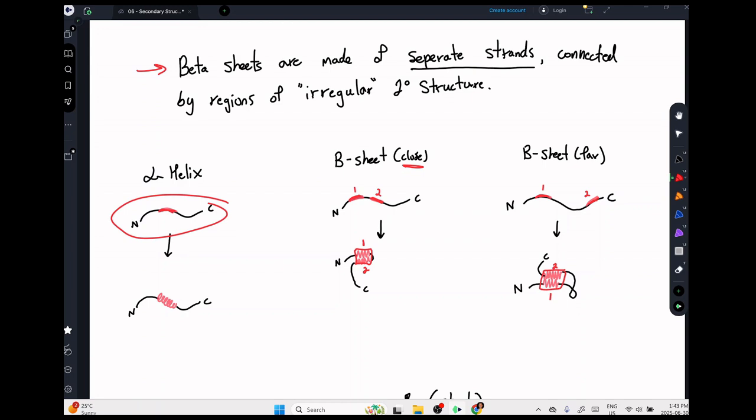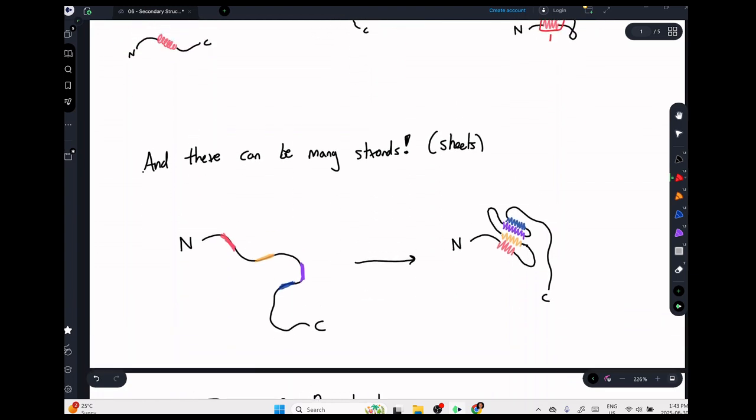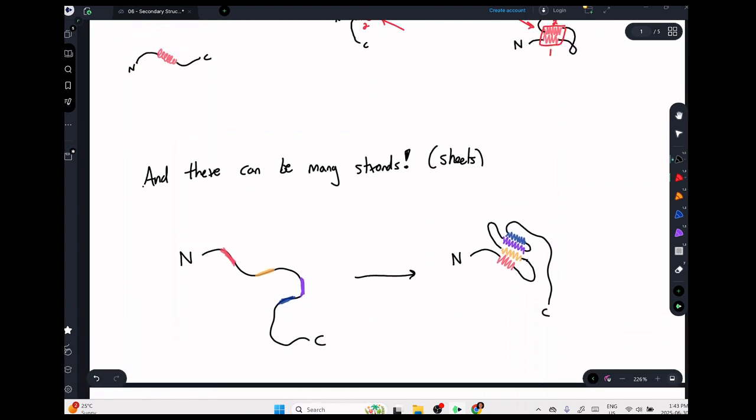Also keep in mind that here I've only shown two strands, but beta sheets can become beta pages. They can become very big. They're still called beta sheets, but don't call them beta pages. Here's an example, right? Sheet 1, 2, 3, and 4. You can see that as we follow the N-terminus, we have 1, swings back into 2, swings back into 3, and swings back into 4. And all of these form one large beta sheet.